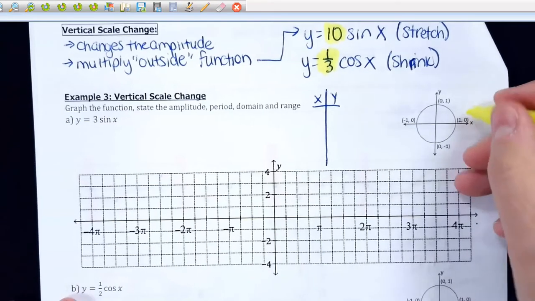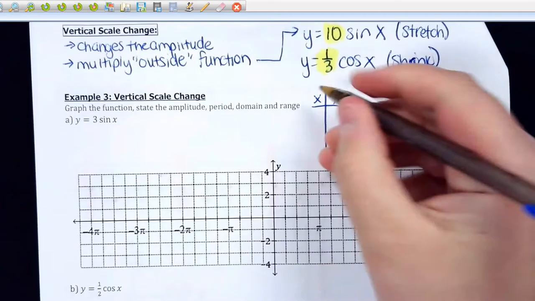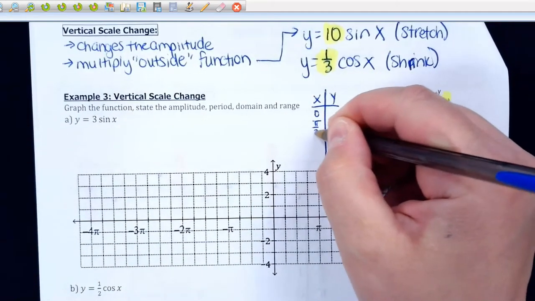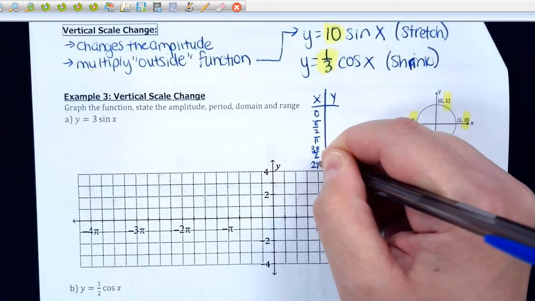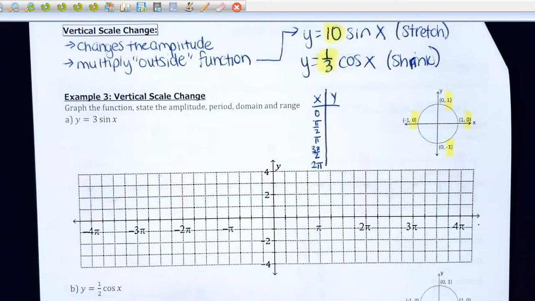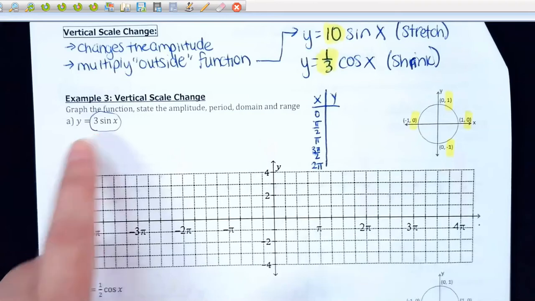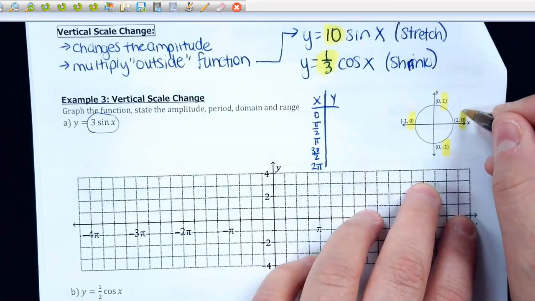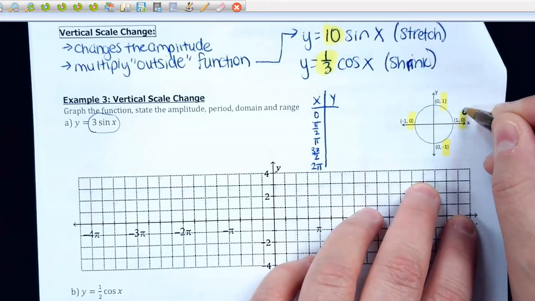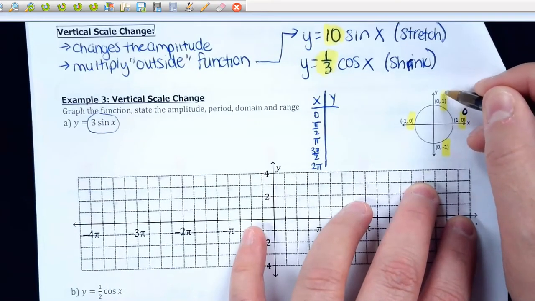This one is going to be a sine, so I'm going to focus on the y coordinates around my unit circle. All right, so I have 0, pi over 2, pi, 3 pi over 2, and then 2 pi. Now, normal sine function, we would have the points I have highlighted here. What we're going to do is multiply that by 3. So that's what I'm going to do to my sine values here. So the sine of 0 is 0. If I multiply that by 3, that's going to stay 0. The sine of pi over 2 is 1, but 3 times that would make this 3.